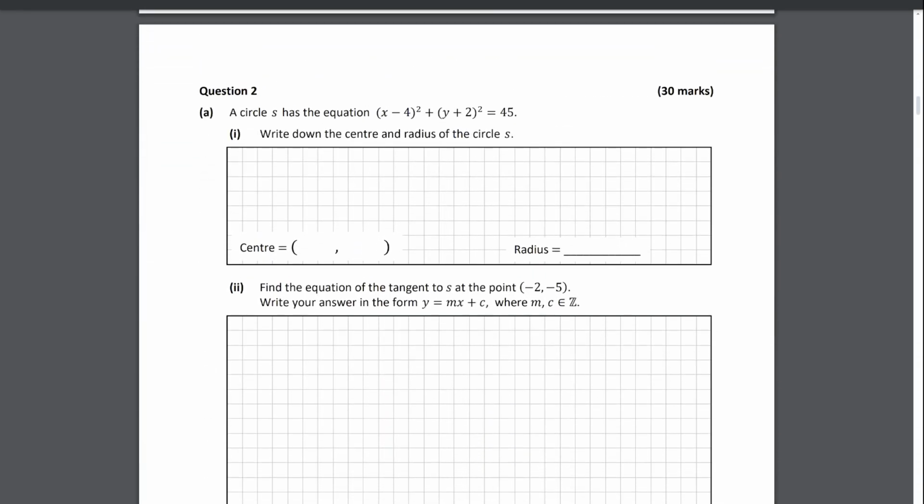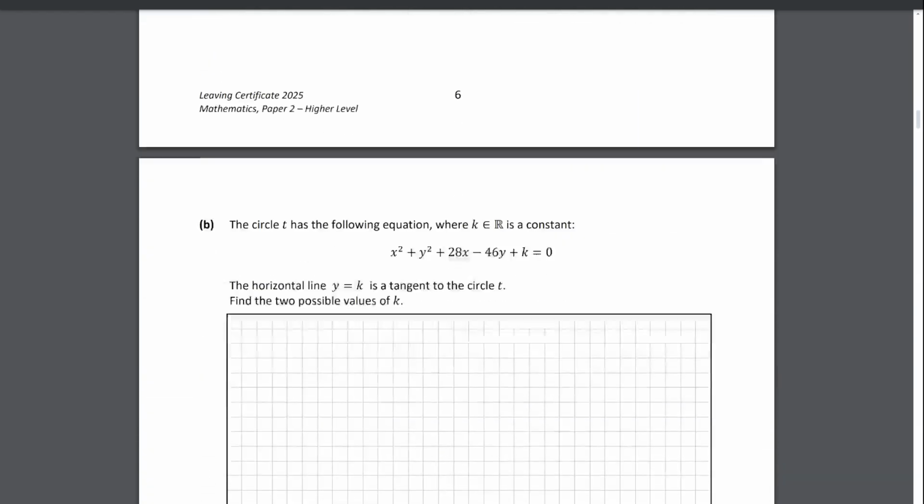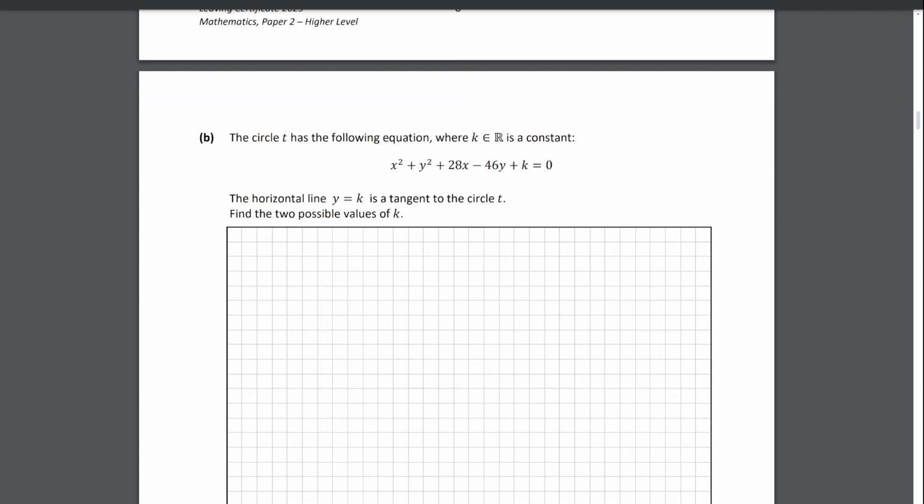Then we move on to a fairly standard circles question. So finding the center and radius, finding an equation of a tangent, that's all okay. And then we have this question involving just a horizontal line being tangent.